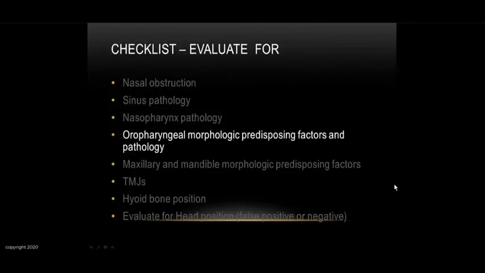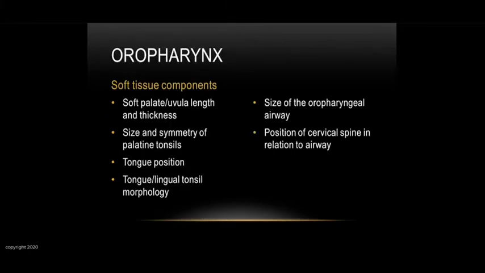Now let's move into the oropharynx. In the oropharynx, we have morphology and pathology that we need to be aware of. Some of the anatomic structures whose morphology we need to evaluate are the soft palate and the uvula, so its length and thickness. We need to look at the size and symmetry of the palatine tonsils, the tongue position in the oral cavity, and the lingual tonsil morphology. And all these soft tissues will affect the size of the oropharyngeal airway. And that, coupled with the position of the cervical spine, will also change the dimensions of the oropharynx.